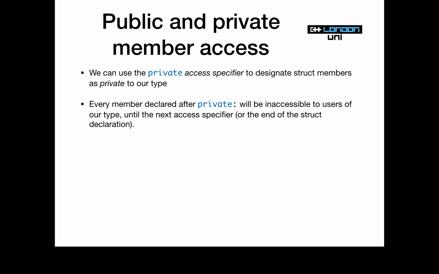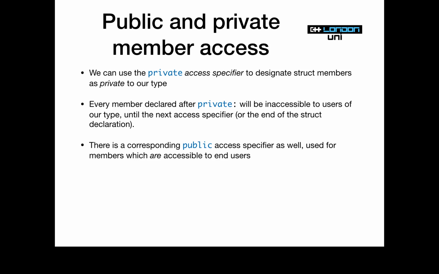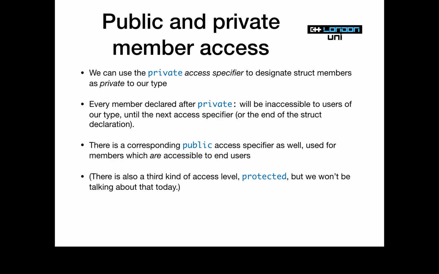As you might have guessed from the title of the slide, there is a corresponding public access specifier. So you write public colon, list all your public members, private colon, list all your private members. And I just mentioned there's a third access specifier, protected. That's to do with inheritance, the things that can be accessed by derived classes. We're not going to talk about that today, but just be aware that there is a third one as well. Today we're only talking about public and private because they're the most useful.